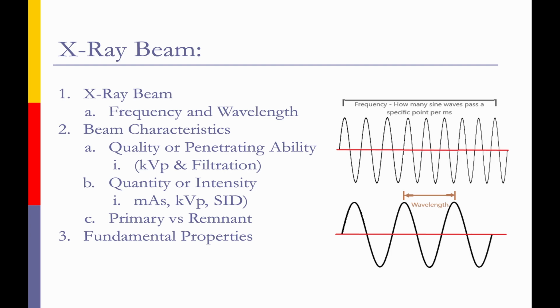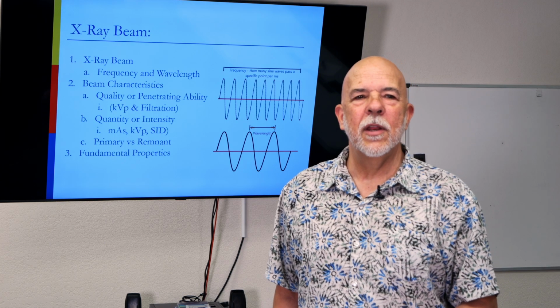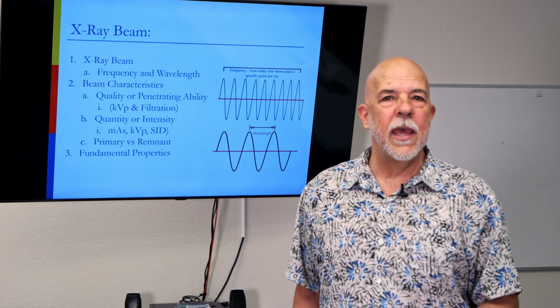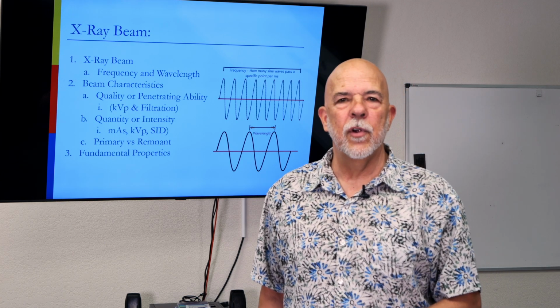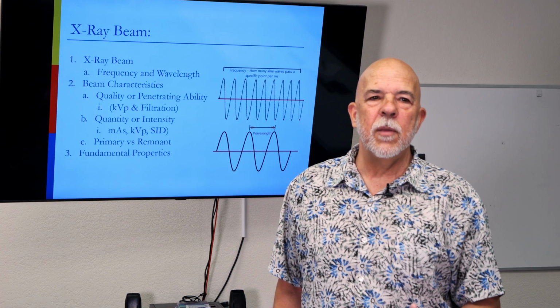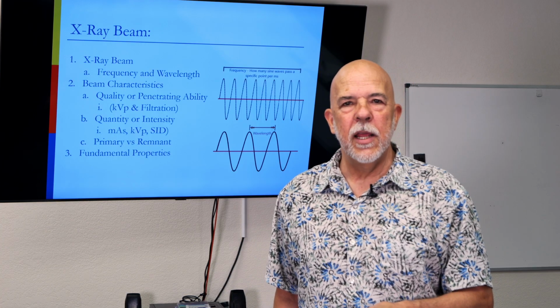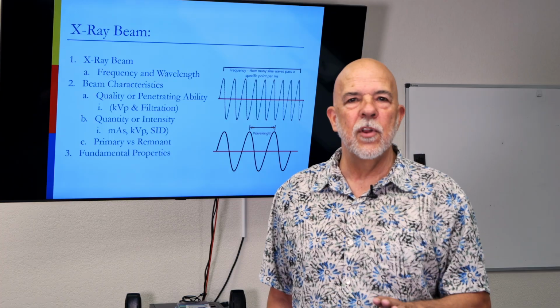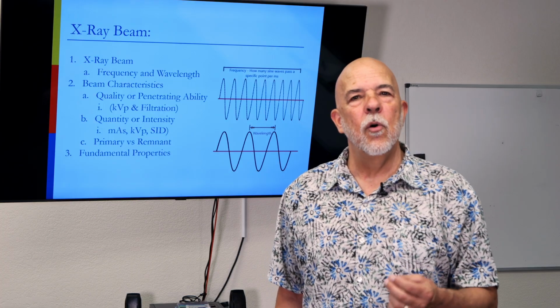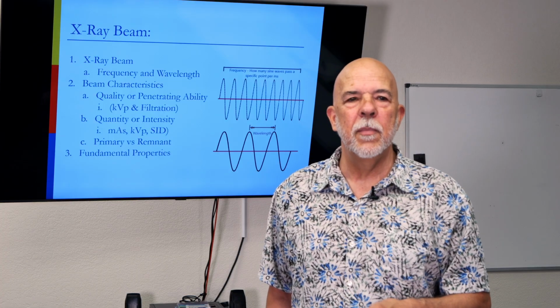The beam characteristics are quality or penetrating ability of the beam, the quantity or intensity of the beam, and then whether we're talking about primary or remnant. The quality or penetrating ability of the beam is controlled by kVp and also filtration. So the higher the kVp, the higher the penetrating ability or the more power. It does not change velocity, but it only changes the penetrating ability of the beam.